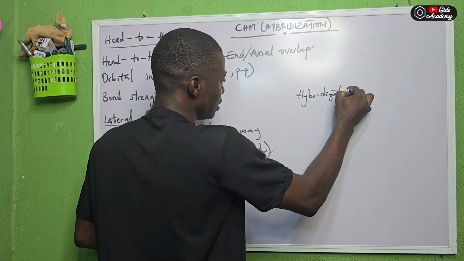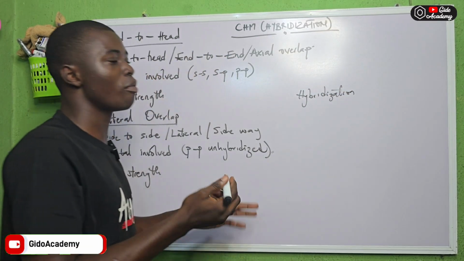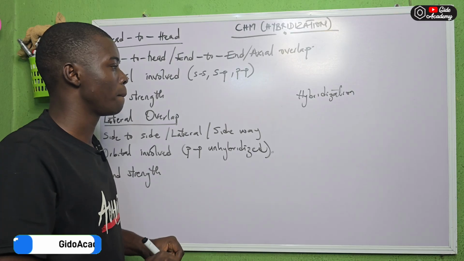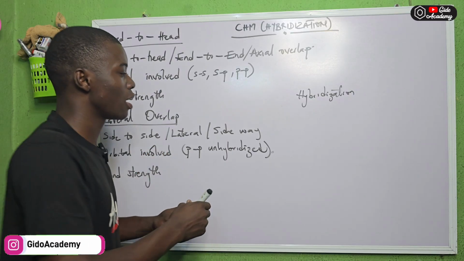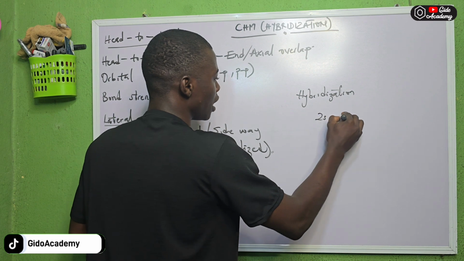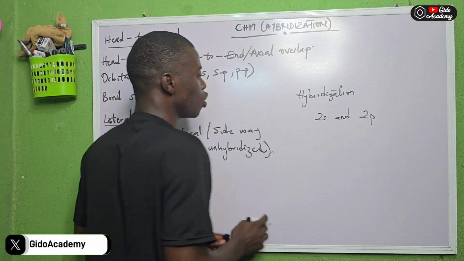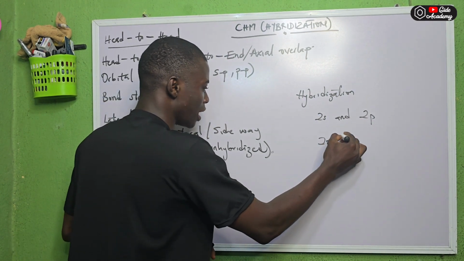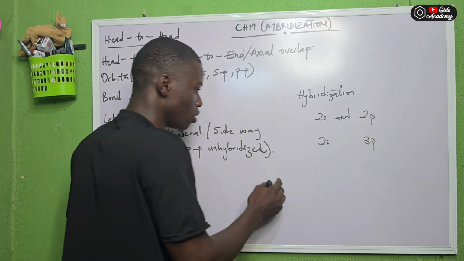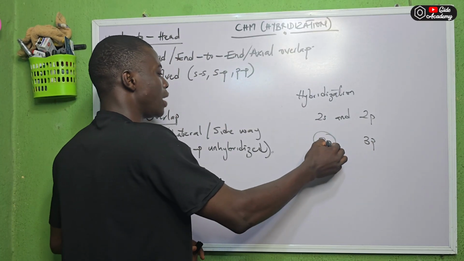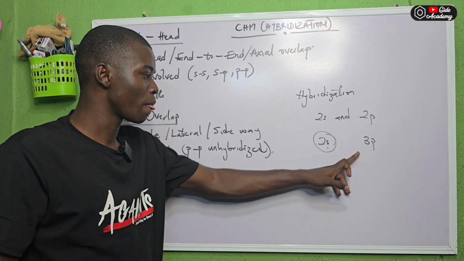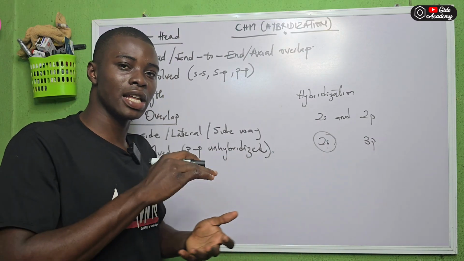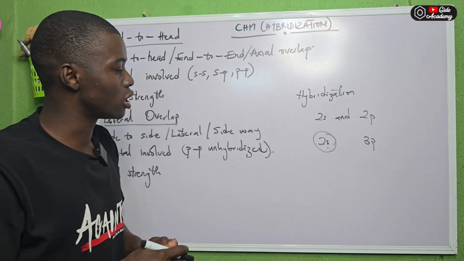Hybridization is a blending of two or more atomic orbitals. They must be of the same energy level. So let's say a 2s orbital has the power to blend with a 2p orbital, not a 3p. If there is a blending, the 2s orbital must blend with the 2p because of the energy level. That's how hybridization always takes place.